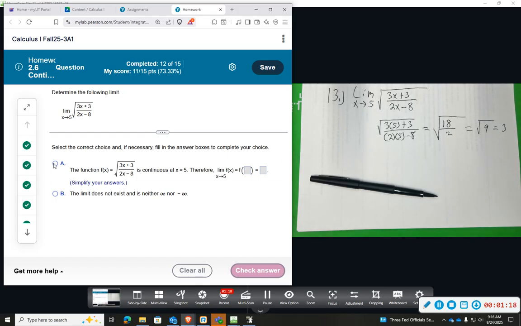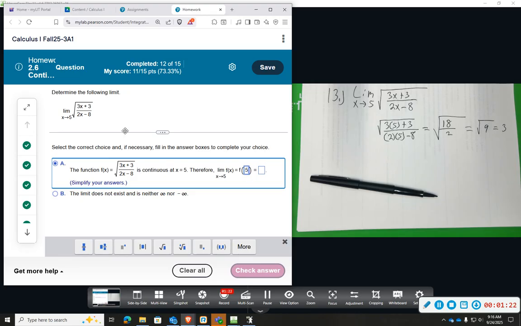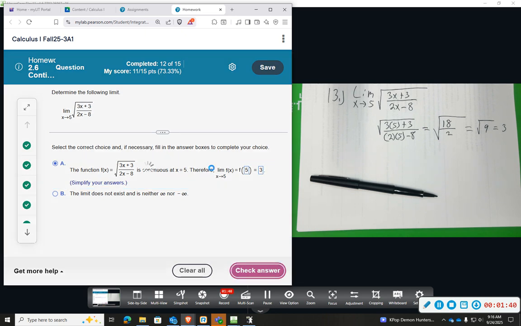So we will say the function is continuous, and f of 5, when we plug it in, is equal to 3. And usually you would check the negative 3. The reason we don't consider the negative 3 is that if you plugged in a negative 3, this would come out negative, and you would not get a real solution. So just 3.